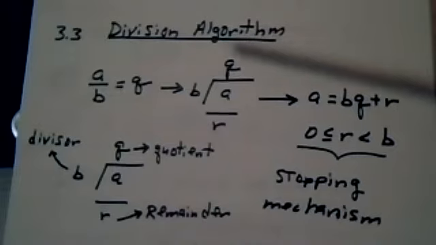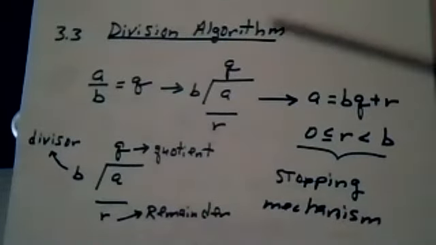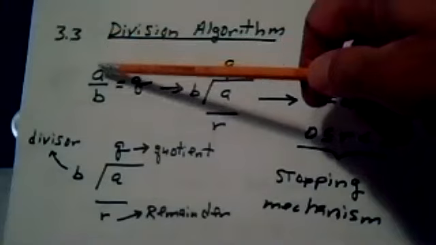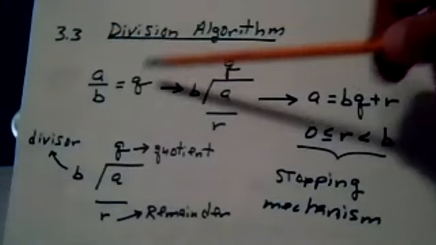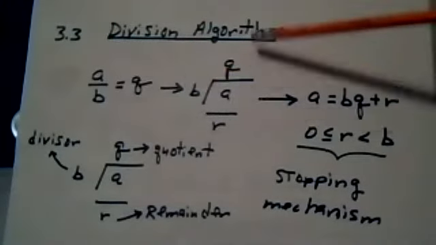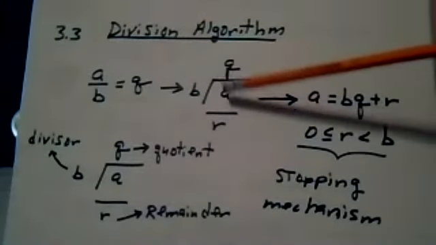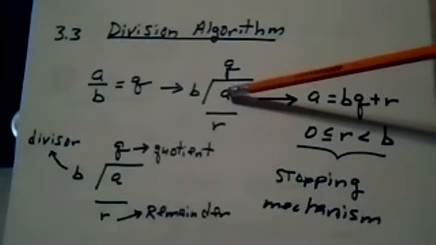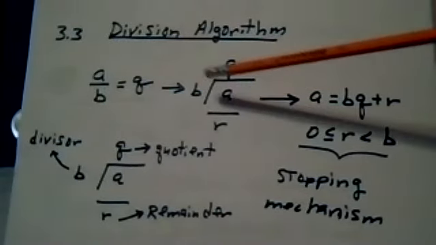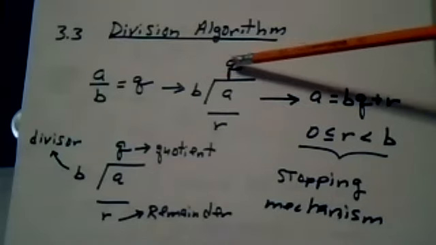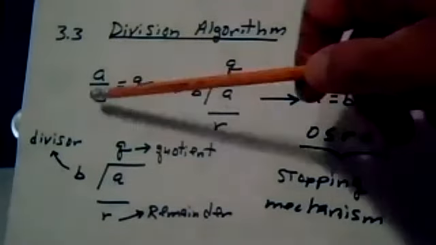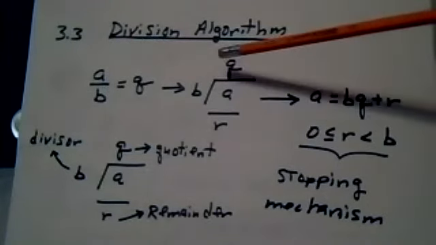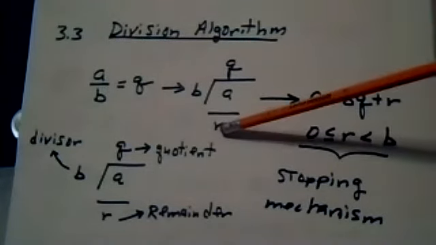Now we're moving into the division algorithm. So we start off with this form of division, A divided by B equals Q. Here's a division in another form. The A goes inside the box. This is the dividend, this is the divisor, this is the quotient, and this is the remainder. So the B goes out here, the A goes in here, the Q goes up here, and the R is the possible remainder.